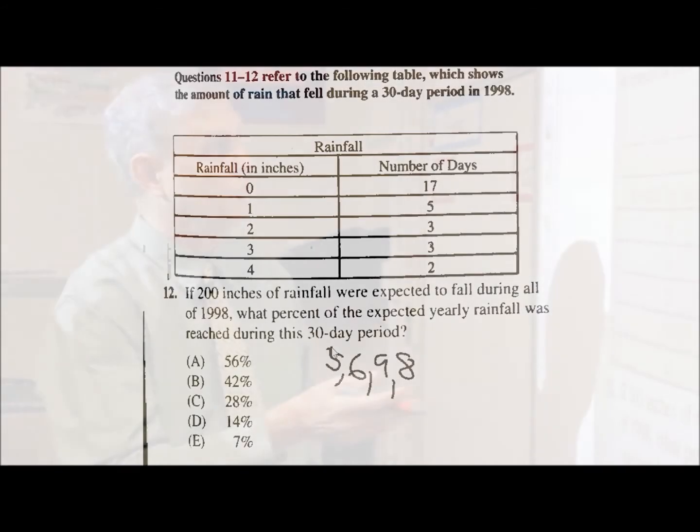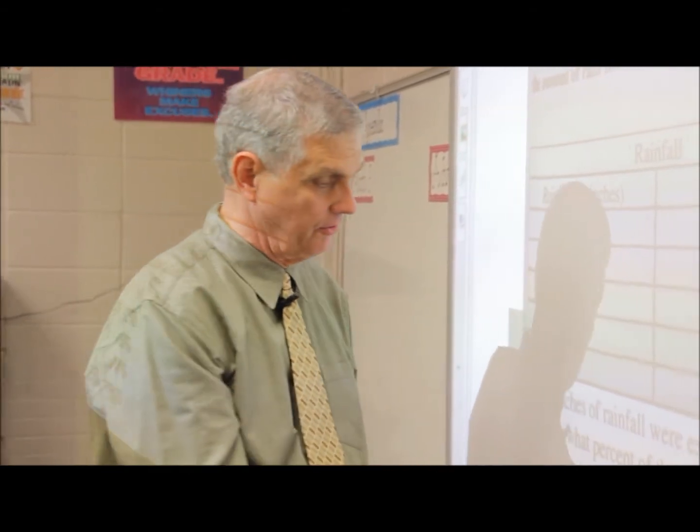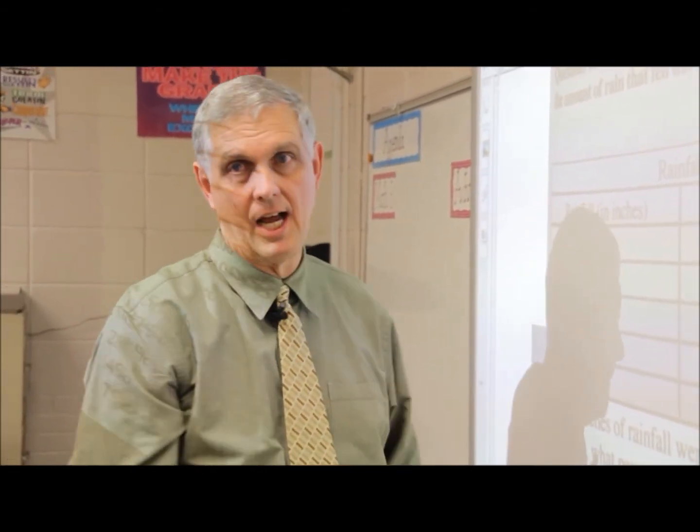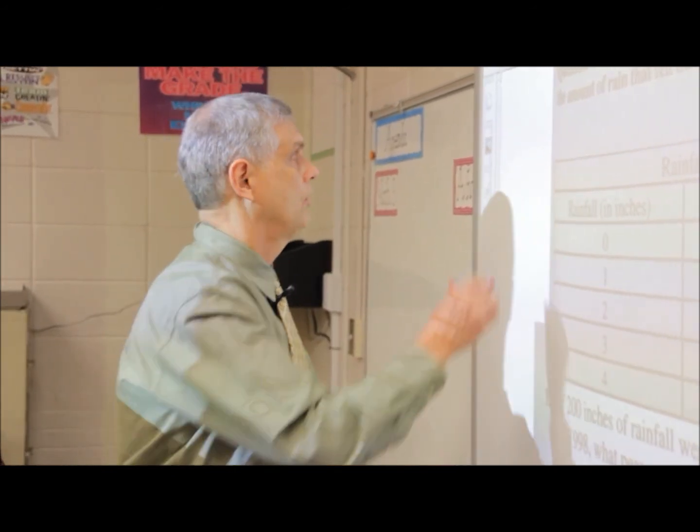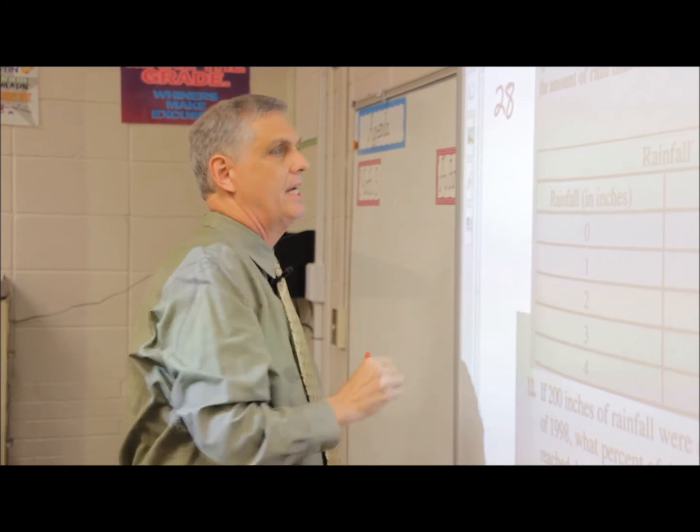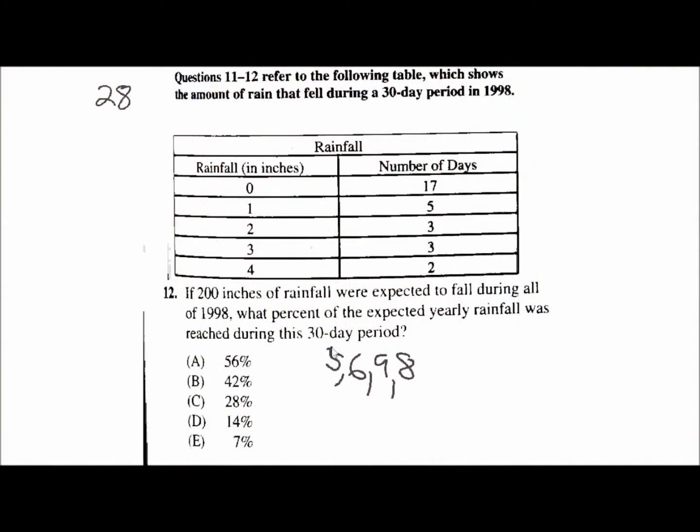So to find out how much rainfall we had in those 30 days, we're going to have to add all these together. 5 and 6 is 11, plus 9 is 20, plus 8 is 28. So we know we had 28 inches. Now let's look at this again. They want to know if there's 200 inches in the entire year, what percentage is this 28 related to this 200? So we want to look at 28 over 200. What percent is that? Another way to write that is x over 100, because percent is a something over 100.